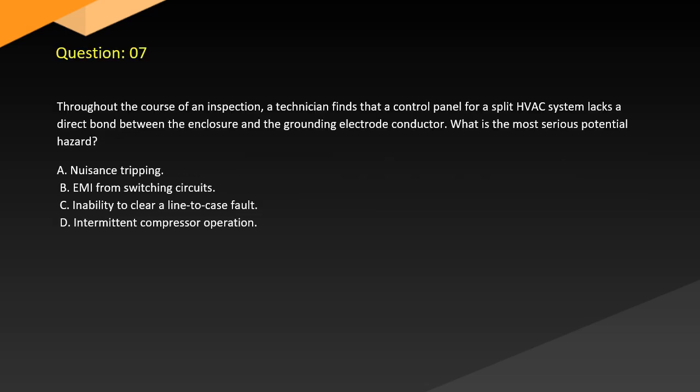Question 7. Throughout the course of an inspection, a technician finds that a control panel for a split HVAC system lacks a direct bond between the enclosure and the grounding electrode conductor. What is the most serious potential hazard? A. Nuisance tripping. B. EMI from switching circuits. C. Inability to clear a line-to-case fault. D. Intermittent compressor operation.